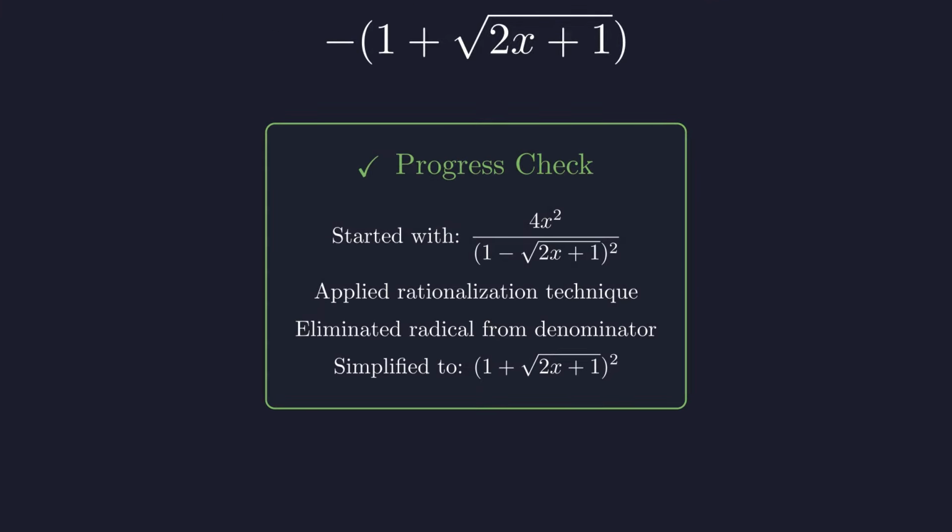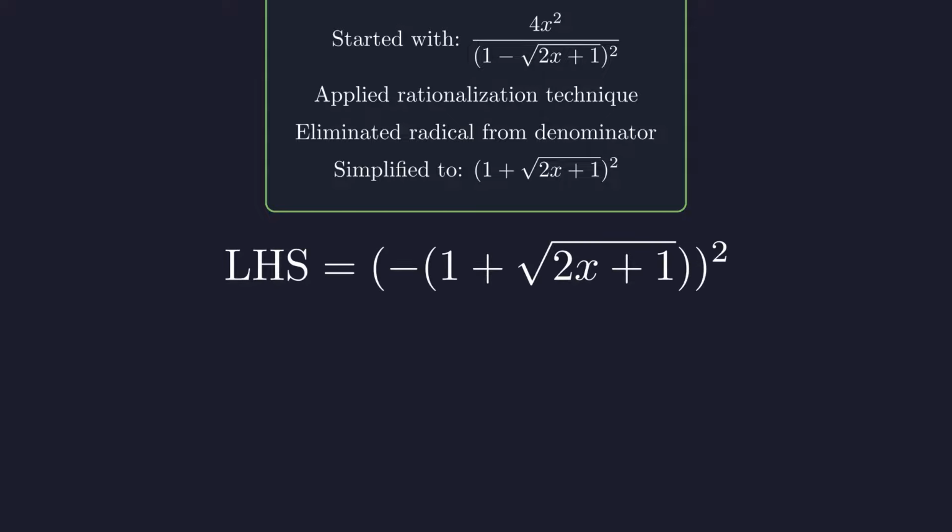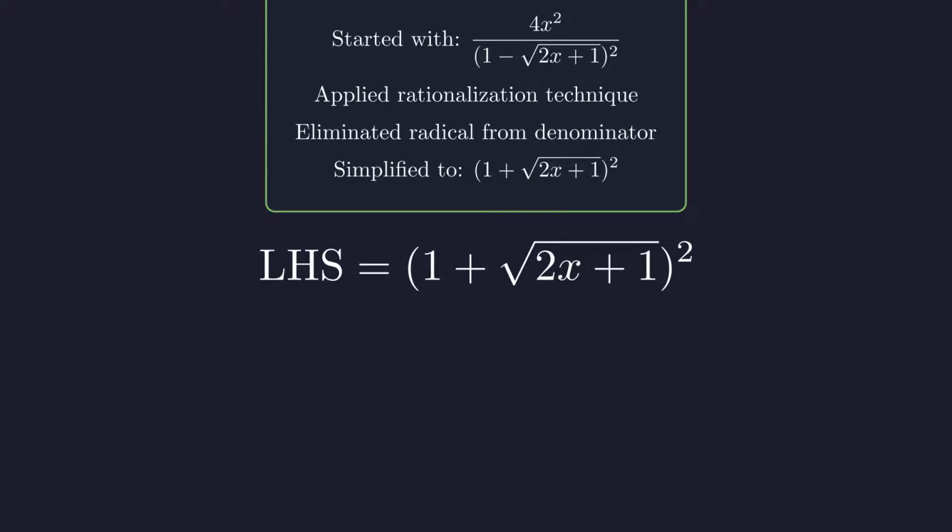Let's take a step back and appreciate what just happened. We started with this intimidating fraction with a square root buried in the denominator, and through a bit of algebraic sleight of hand, we've turned it into something much more manageable. The radical is no longer trapped in the denominator. Now, we substitute this simplified form back into our original squared expression. When we square a negative number, the negative sign disappears. The left-hand side has simplified to this much cleaner expression.